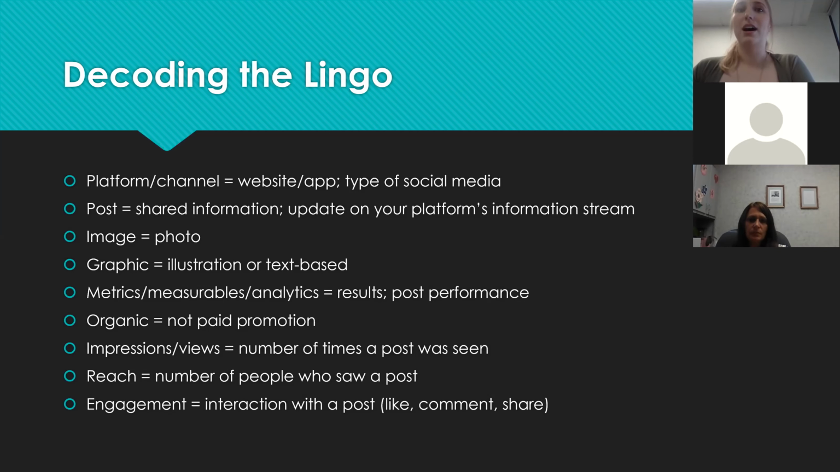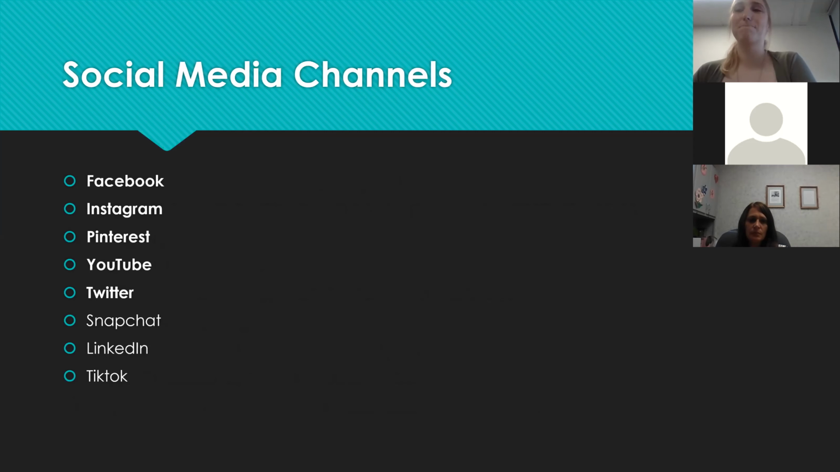So the different types of social media channels that we will be covering. The big 5 that I would like to talk about today are Facebook, Instagram, Pinterest, YouTube, and Twitter. We may also refer to Snapchat, LinkedIn, and TikTok. Those are really the big 8 social media channels out there right now. There are a ton more.